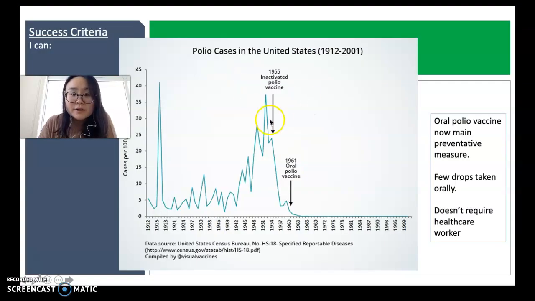Same thing with polio here. We can see that the number of deaths was increasing in the first half of the 1900s to the 1950s. It increased, and then as soon as the vaccine was introduced, it decreased. A different type of vaccine was also introduced, and it continued to decrease again. Now it's pretty much non-existent.